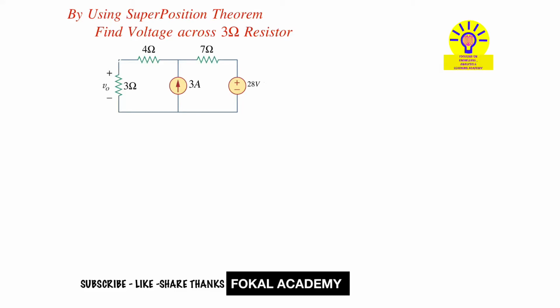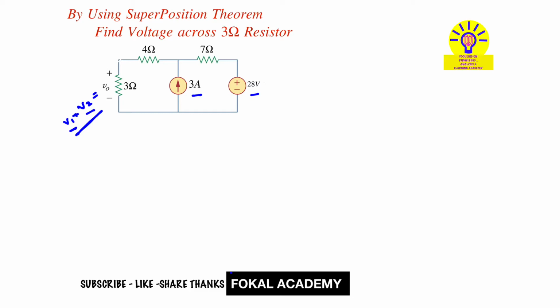See here in this problem, by using the superposition theorem, find the voltage drop across the 3 ohm resistor. According to the superposition theorem, the voltage is contributed by every source. So the voltage drop across 3 ohms, V0, equals V1 plus V2. Here V1 is the voltage contributed by the 3 ampere source and V2 is the voltage contributed by the 28 volt source, and this is the superposition theorem. Now how can you find V1 and V2?